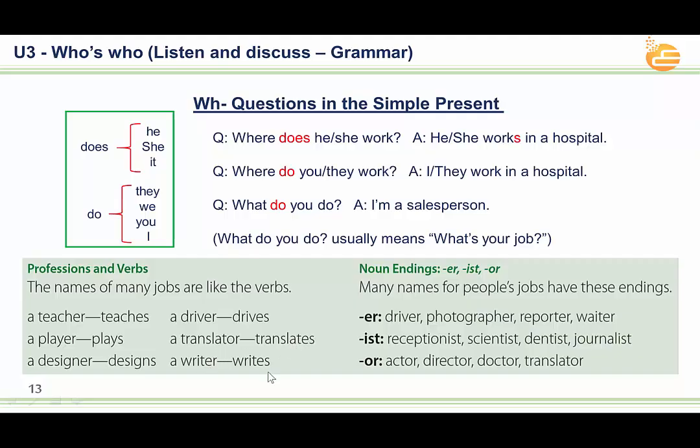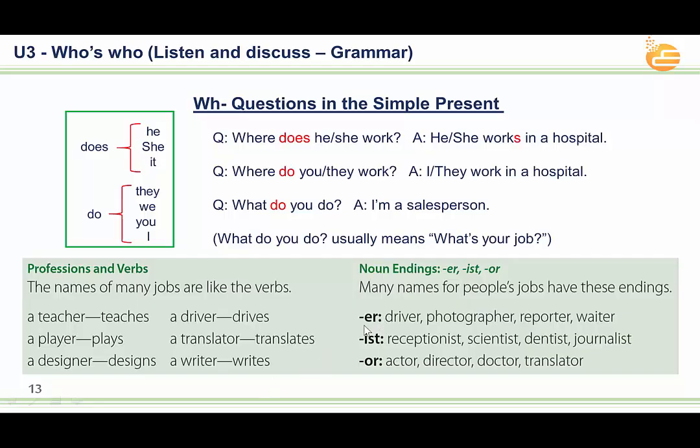A writer writes. So we took the name of the job from the verb. This is the verb, write or writes. The noun of the job, the name of the job, is writer. We have to add er, but not the whole time. Okay, this is very important. Not every time do you have to add er.